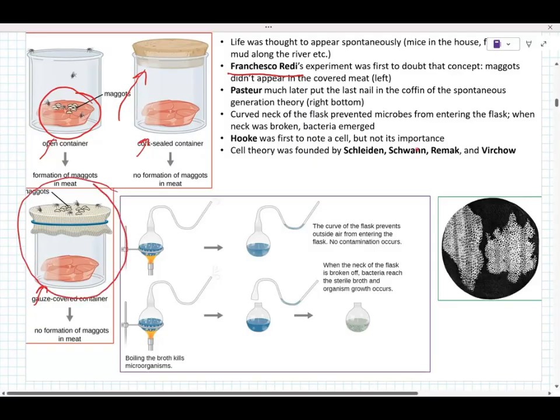So there was an exchange, so to say, in terms of the gas from meat to outside world, but flies nevertheless couldn't land on meat. So even the gauze that prevented the contact of living things with non-living meat demonstrated that non-living objects probably cannot give rise to life.